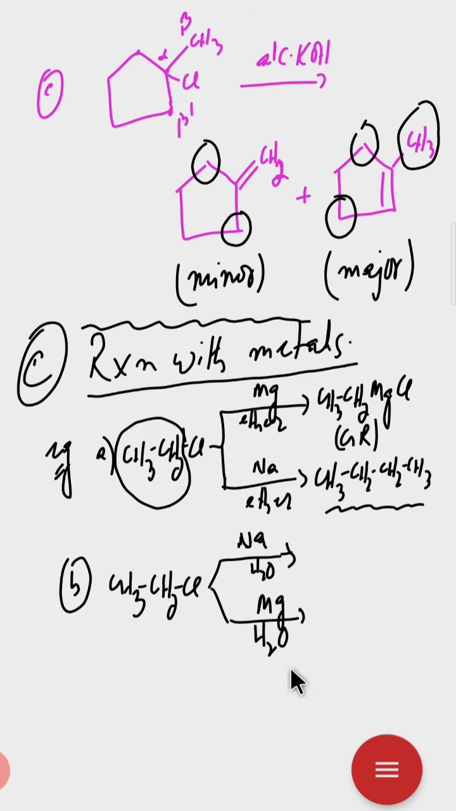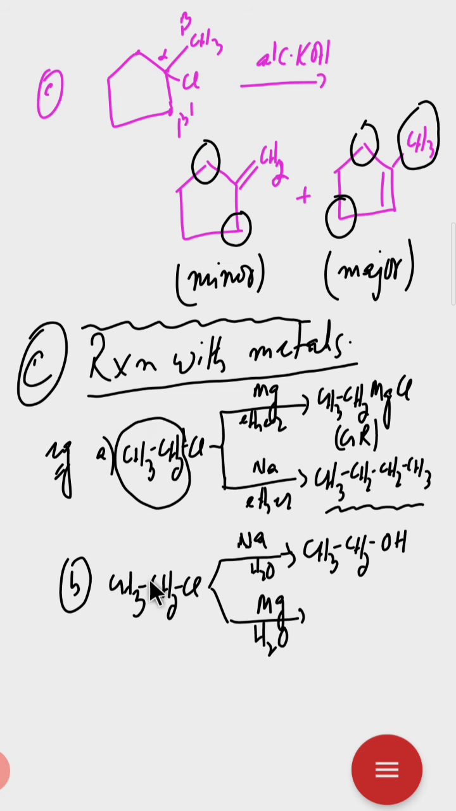So I'm writing the products only. When this alkyl halide is reacted with sodium in presence of water, sodium and water react first before reacting with alkyl halide, because sodium reacts with water vigorously to form sodium hydroxide, and that sodium hydroxide will act as a nucleophile to attack this carbon atom to displace this Cl. So we will get CH3CH2OH as the major product along with hydrogen gas.